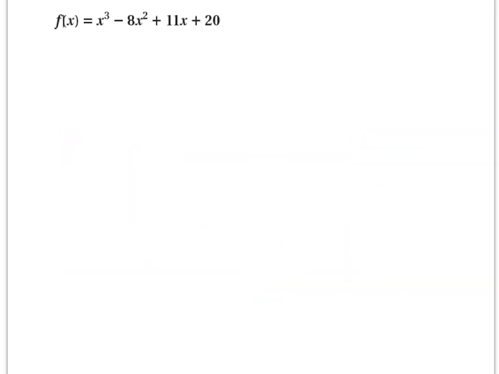All right, here's one that I want you to try on your own and go through those motions again. See how many positive solutions you should expect, how many negative you should expect, and how many imaginary to expect. And when you go through this, you should get x equals 4, x equals negative 1, and x equals 5, which makes sense since we have 3 solutions. Okay?